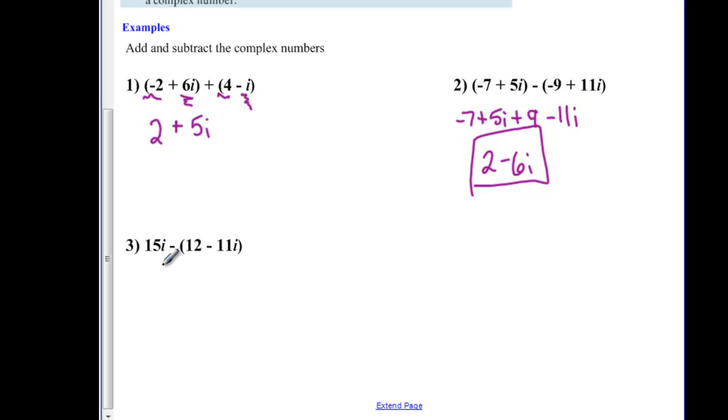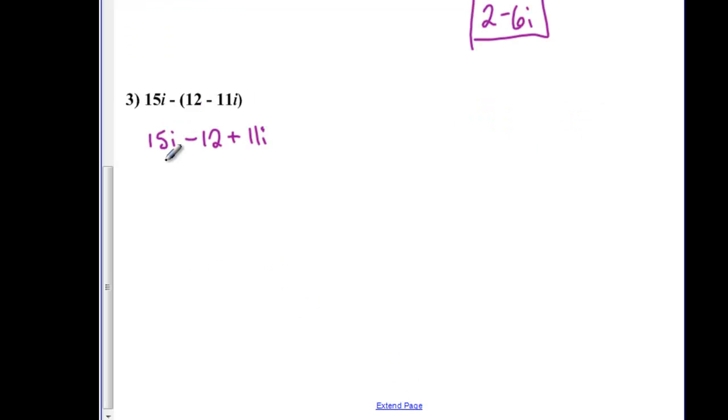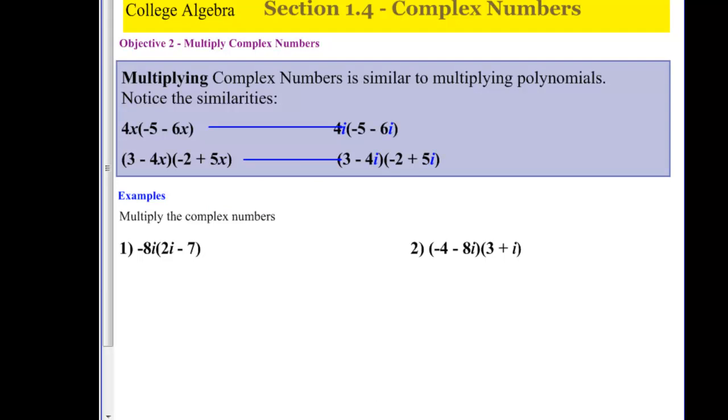Like is relative. All right, for 3, same idea. We need to distribute first. So we're going to have 15i minus 12 plus the 11i. So what's my answer going to be? Very nice. Negative 12 plus 26i. I was waiting to trip you up and have you guys put the i's first. Yes, got to remember to distribute first. Definitely.